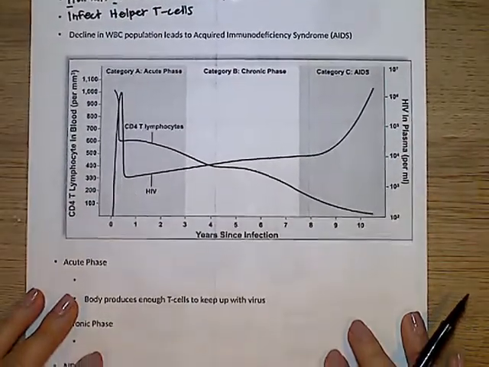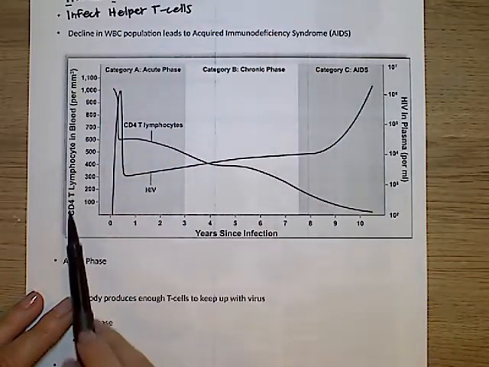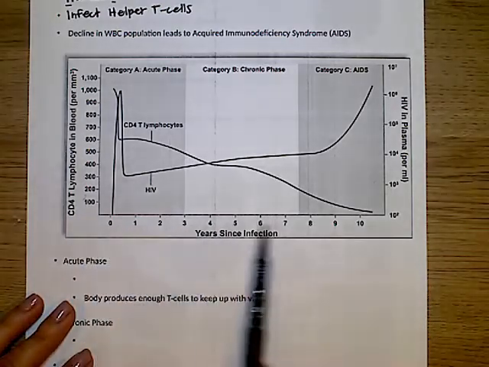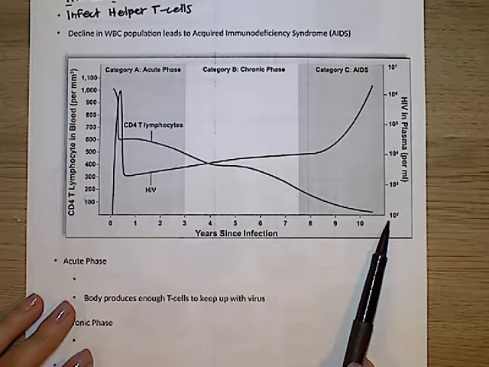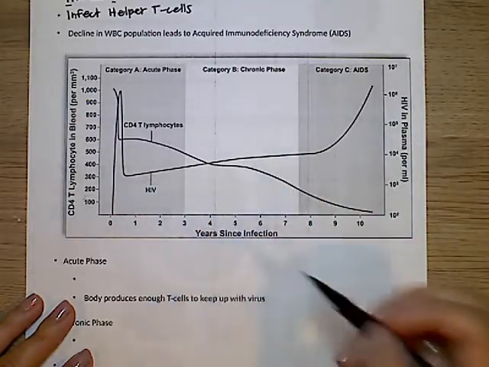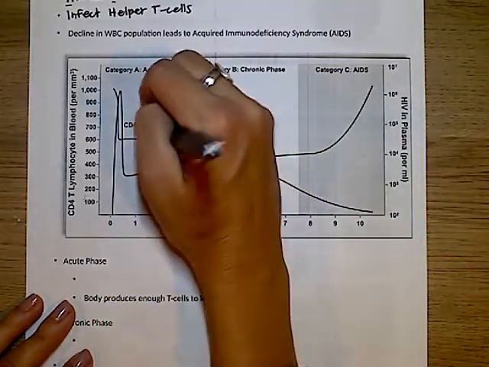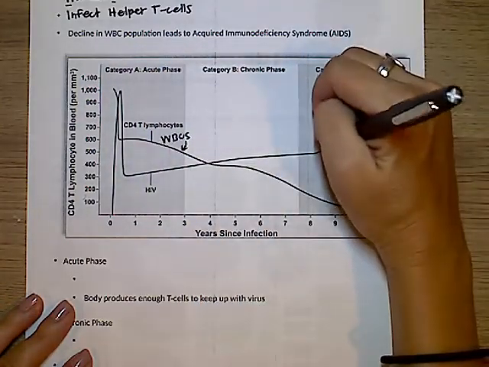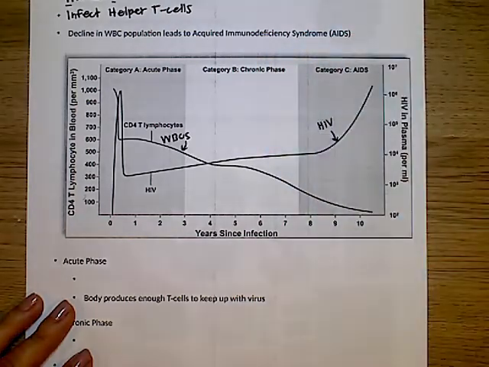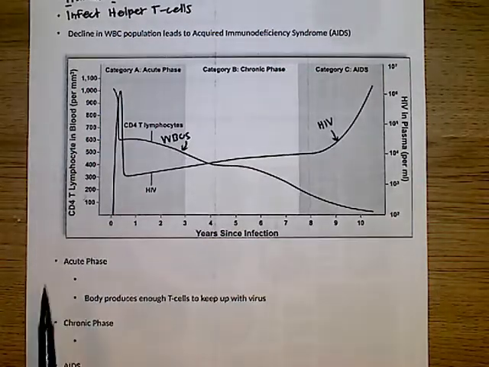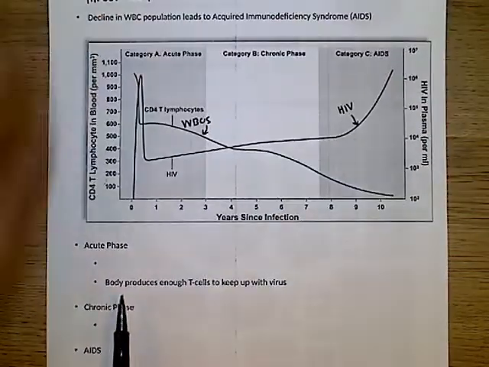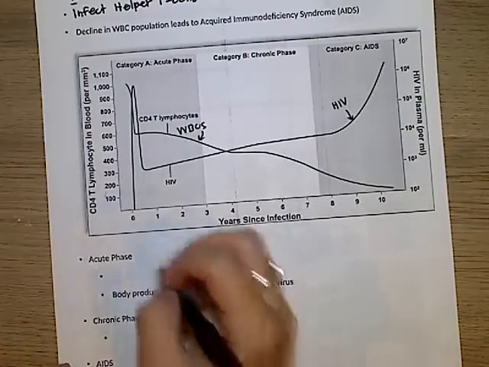So let's analyze this chart here. On the y-axis, we have T lymphocytes in the blood. So basically how many white blood cells you have. And then on the x-axis, we have years since infection. And this first line is what's representing the white blood cells. And the second one is what's showing the amount of viruses. So you'll see there's the acute phase, the chronic phase, and then full-blown AIDS. So in the acute phase, there's a rapid progression of the virus.